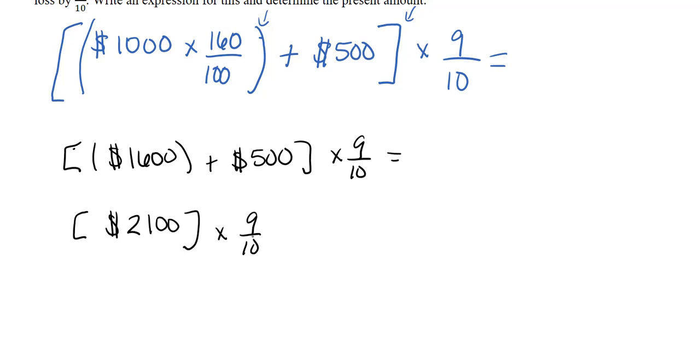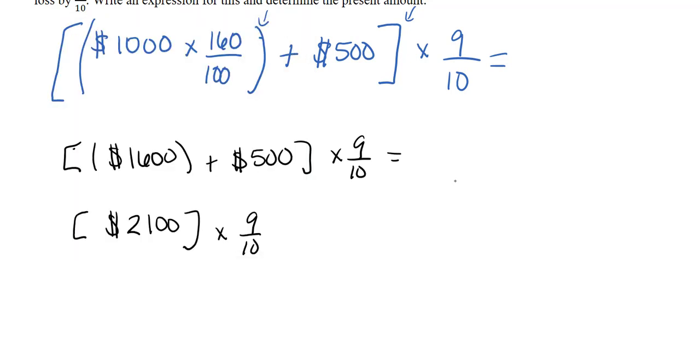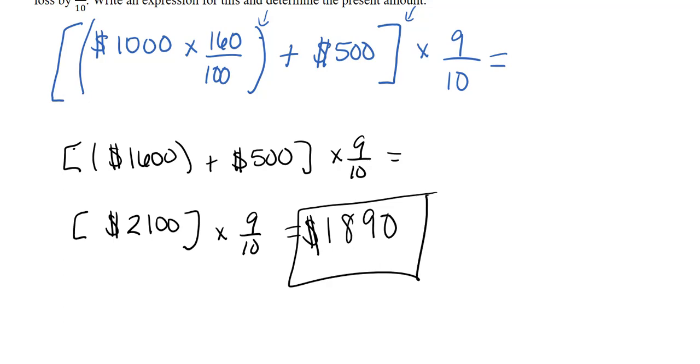The final step is to multiply, because there's nothing else to do since we dealt with the parentheses. So now we go times 9/10. We go times 9 and then divide by 10, and we get 1,890. And this is money, so we'll add that. And that would be our final solution.